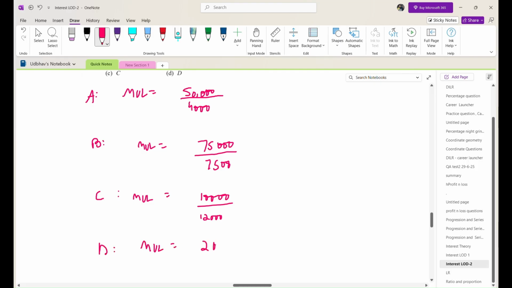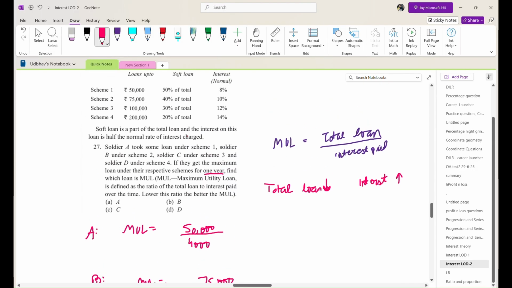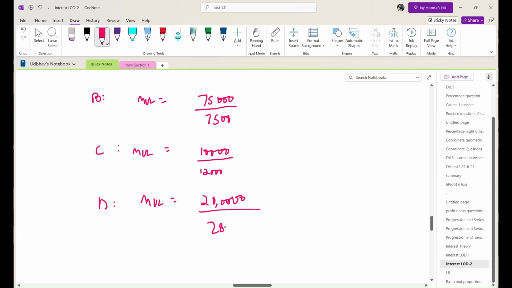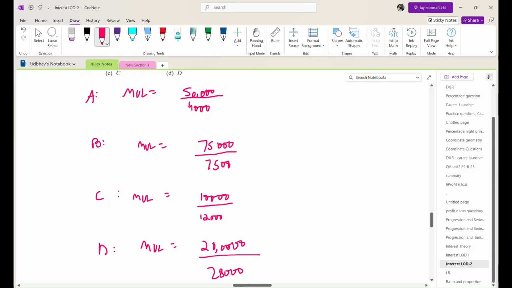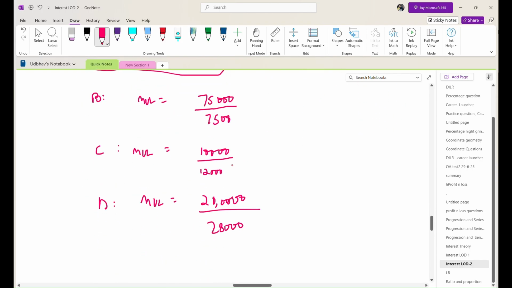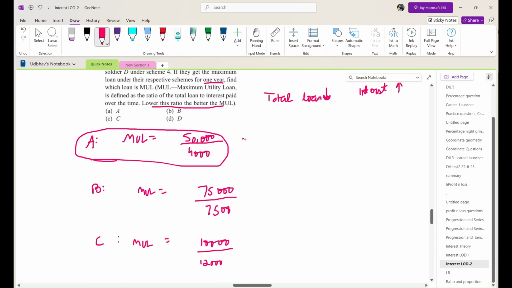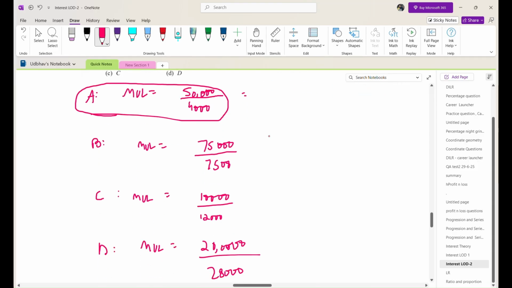And for D, MUL will be on 2 lakh, 14%, so 28,000. So, the lower this ratio, the least is this only, for A only. All are bigger numbers. We can find the ratio here. You can just do it by looking, but let's do it.